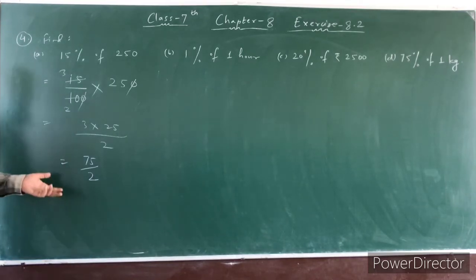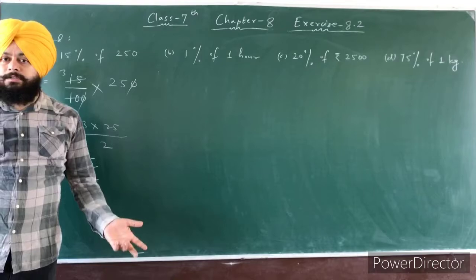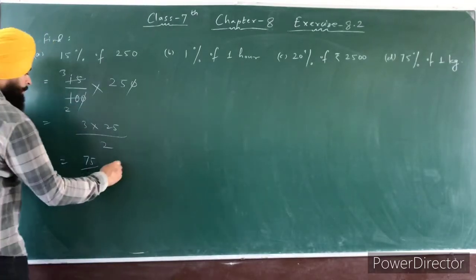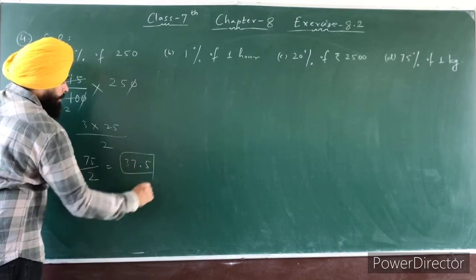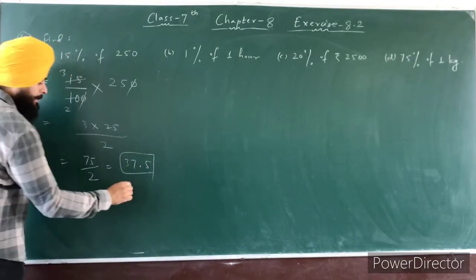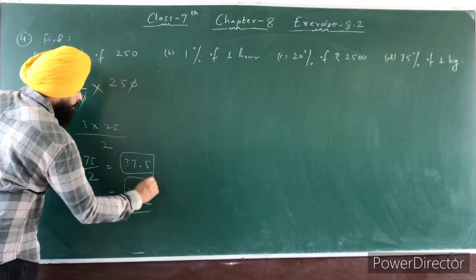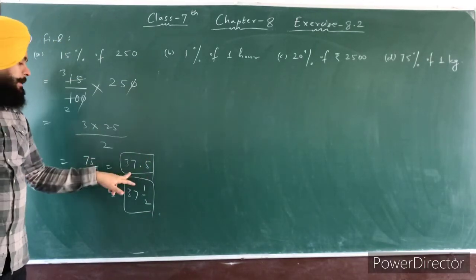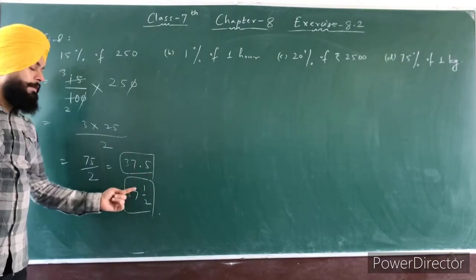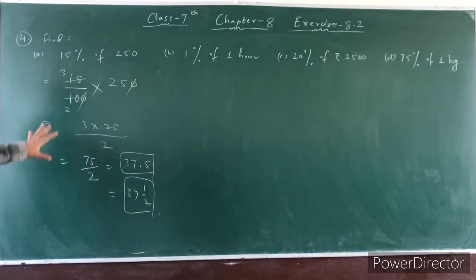Convert it into a decimal or a mixed fraction. It's your choice. If you convert to a decimal, then the answer is 37.5. Or if you convert into a mixed fraction, then the answer is 37 1 over 2. So 15% of 250 is 37.5 or 37 1 over 2. This is your A part.